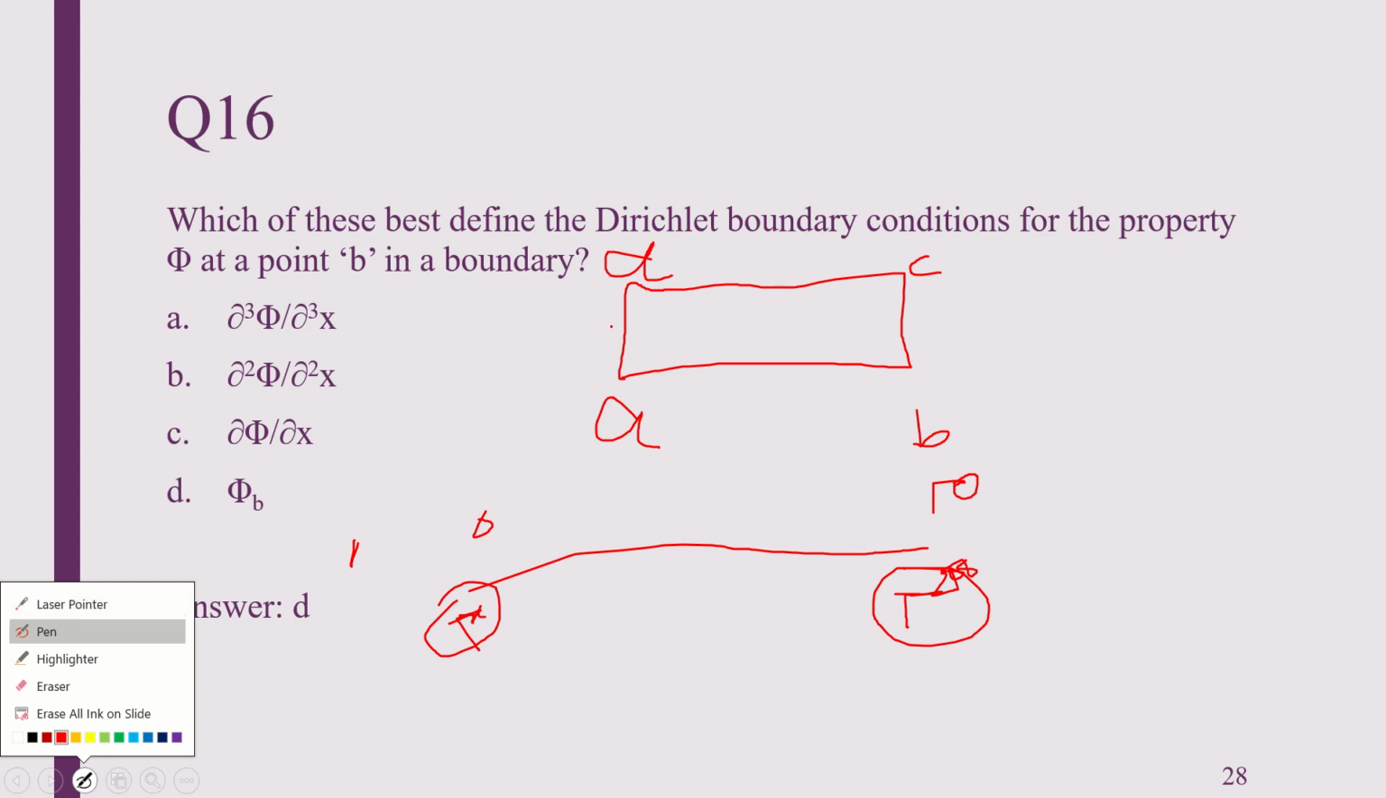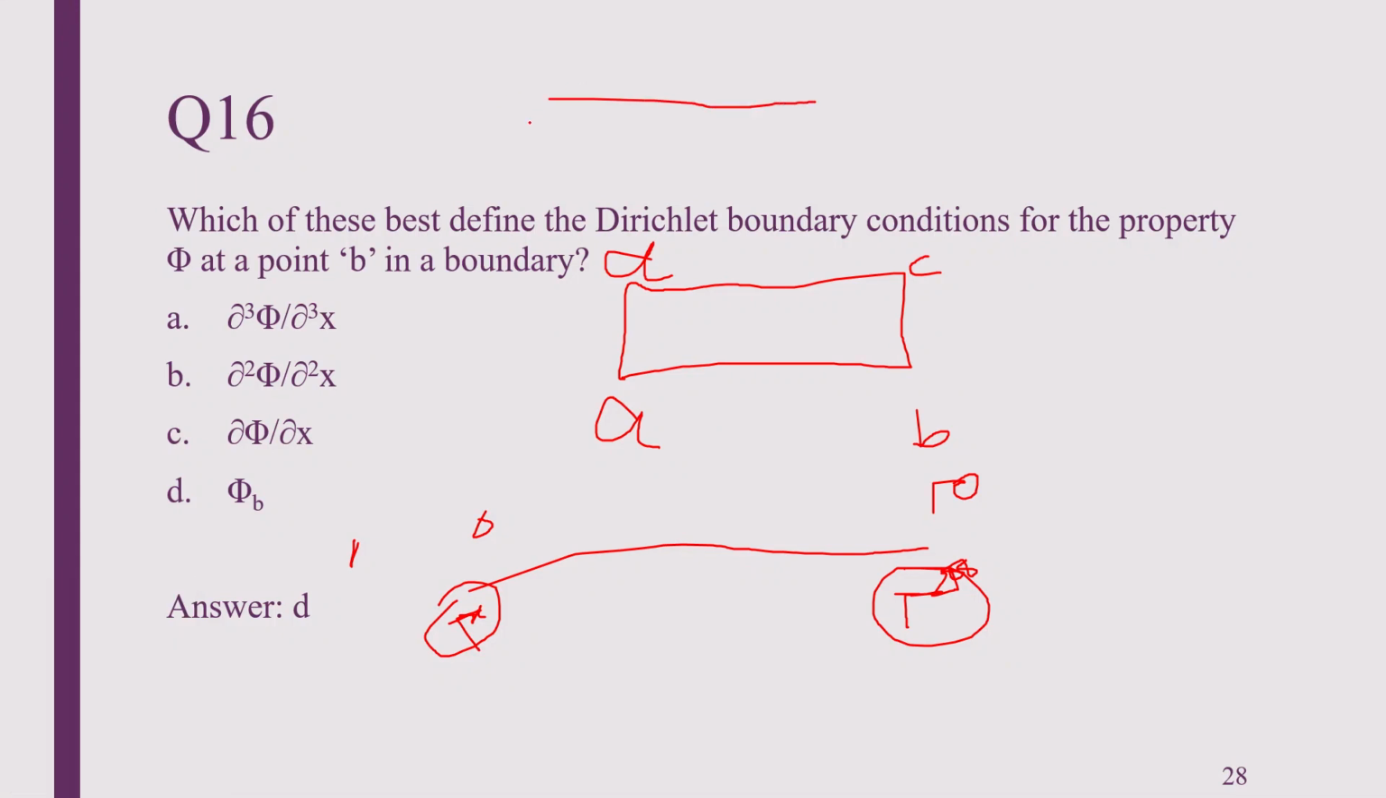So in this question, what is asked is which of these best defines the Dirichlet boundary condition for the property phi at point B in a boundary? Phi is a generalized property, like temperature. So if the phi value is given at point B, how would we denote it? Let us take point A and point B. If the phi value is given at point B, we would denote it as phi at B is equal to some x value or some y value. So this is known as Dirichlet boundary conditions.